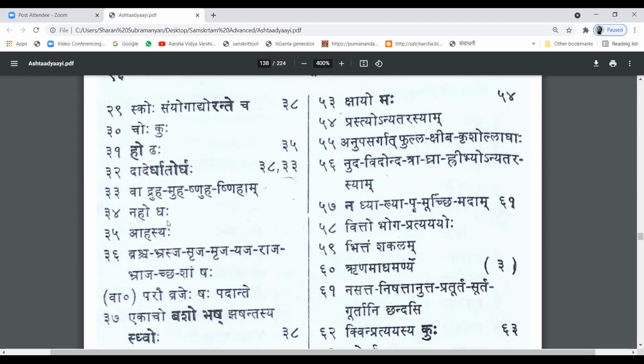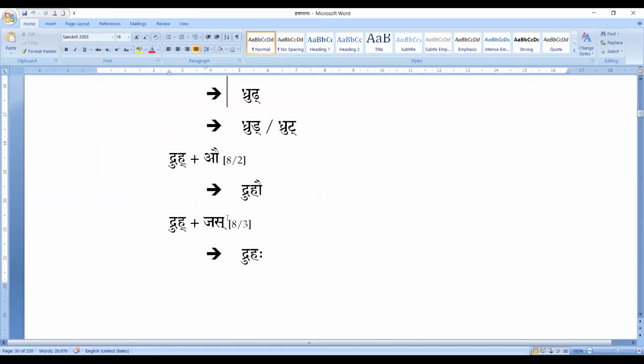Here the Mahaprana comes in the place of dakara. Ekacho basho bash applies, okay. Dakara comes. This is the Pratama Vibhakti Ekavachanam, and it is because of Ekacho basho bash.